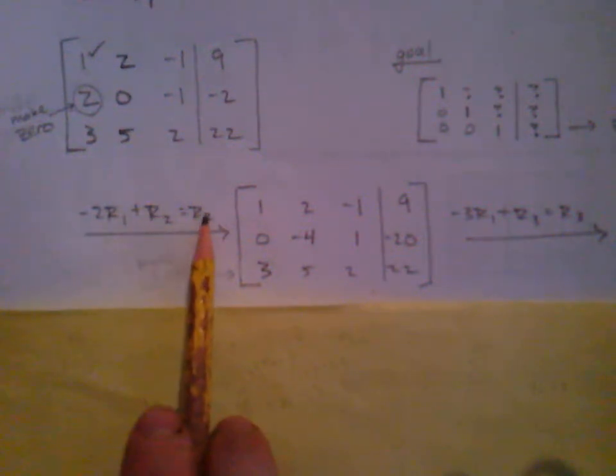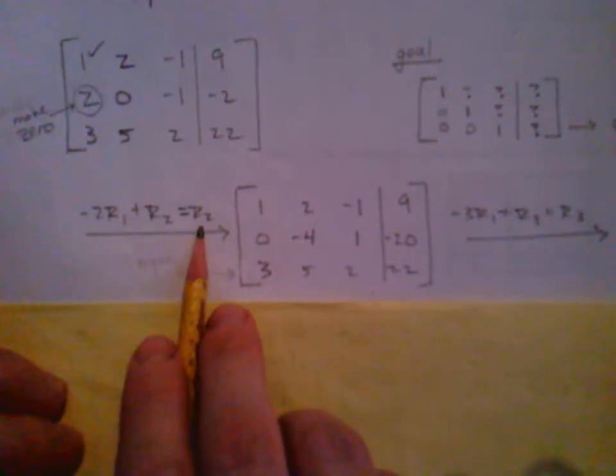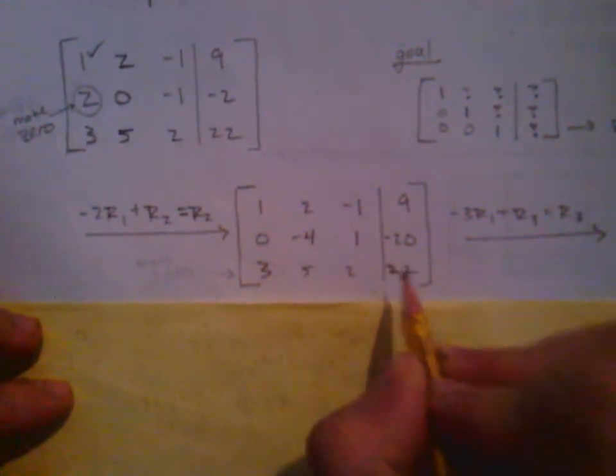How do we notate that? I've got it right here. We're going to say -2 times everything in row 1. Then we're going to add those with row 2, and it's going to give us a new row 2. That equals row 2 means row 2 gets replaced. All right, let's do it. Notice we're not replacing row 1 or row 3, so you might begin just by copying those. 1, 2, -1, 9. 3, 5, 2, 22. None of that changes. Then we'll go back and do our operation.